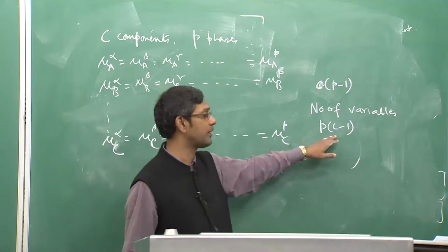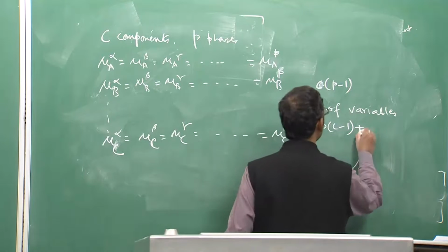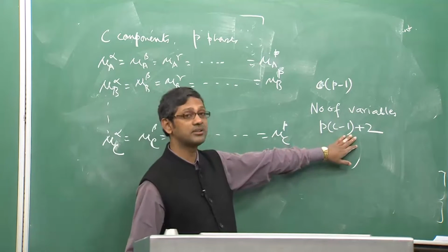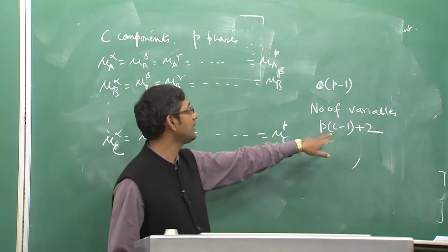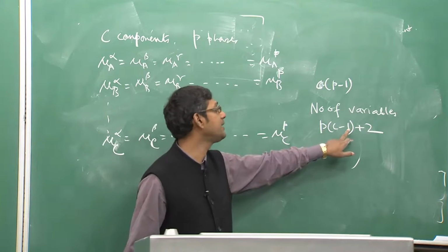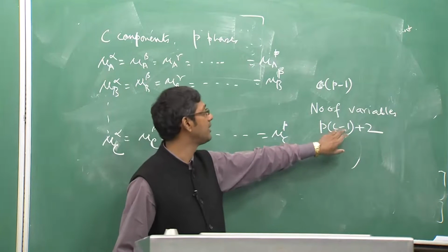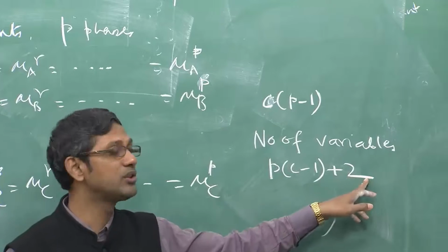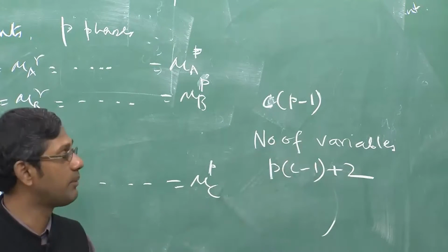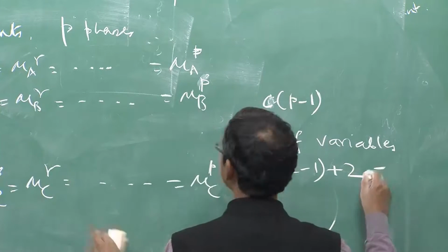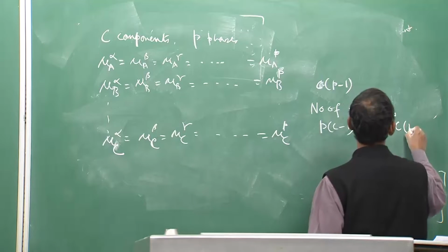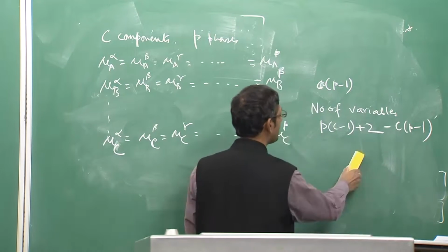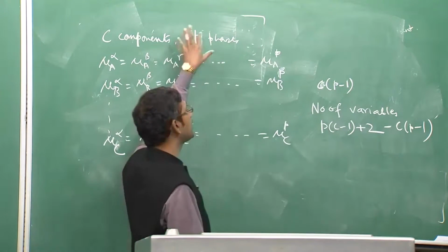These are the composition variables. Plus you have temperature and pressure variables, so these are the total number of variables. Each of the P phases has C minus 1 composition variables, plus temperature and pressure, the two variables. Out of these variables, C into P minus 1 are fixed by these equations. This number of variables is already fixed by thermodynamics.